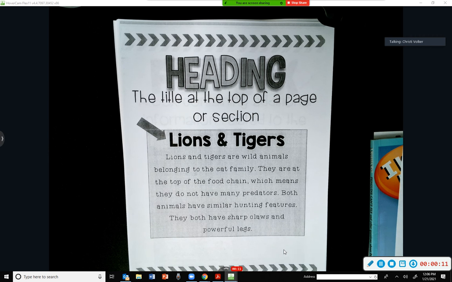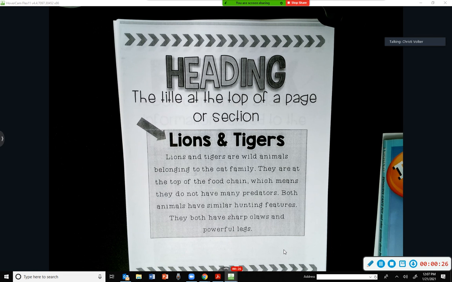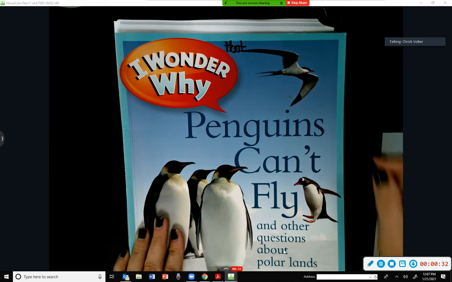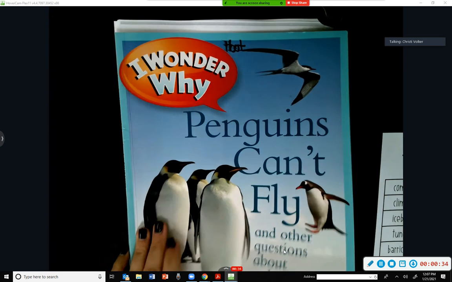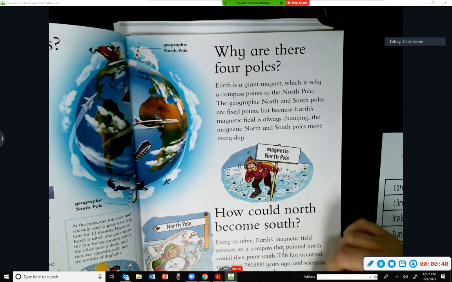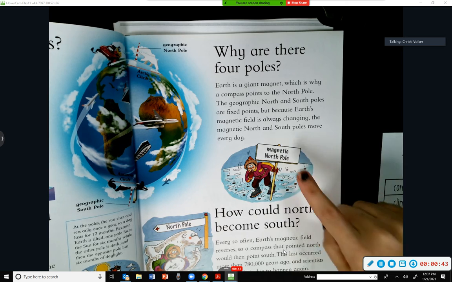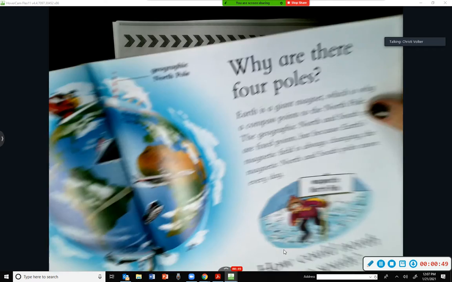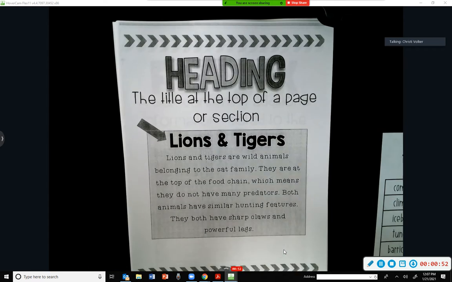The rest of the class is cutting out some pictures that we're going to be talking about for text features. So what that means is it's part of a book that you might see mainly in a nonfiction text, which is what we've been talking about this week. I wonder why penguins can't fly. That was nonfiction, right, class? And a lot of facts in there about animals in the Arctic and Antarctic. Okay? We had all these different parts and boxes and graphics. So we're going to discuss what those parts are and look at them in the book.